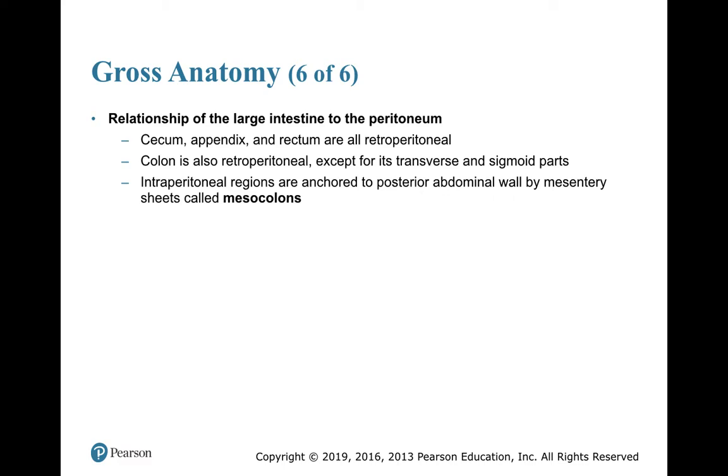The cecum, appendix, and rectum are all retroperitoneal. The colon is retroperitoneal except for its transverse and sigmoid parts. The intraperitoneal regions are anchored to the posterior abdominal wall by mesentery sheets, and those sheets are called mesocolons.